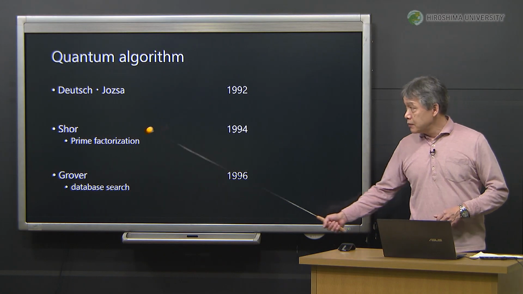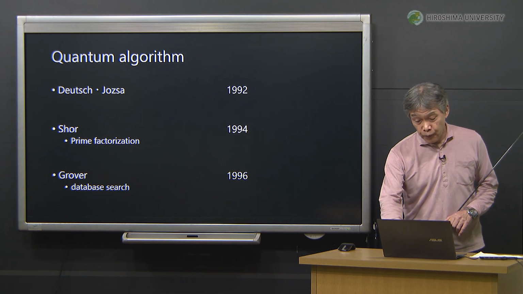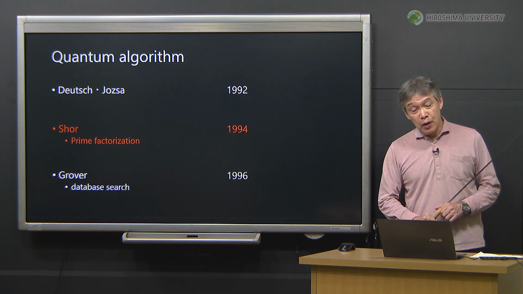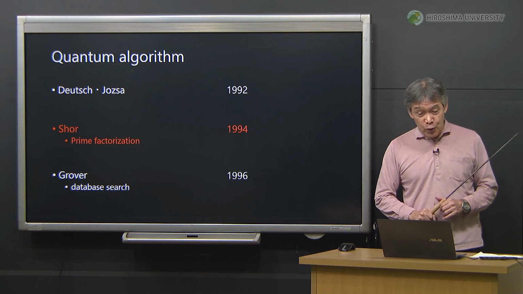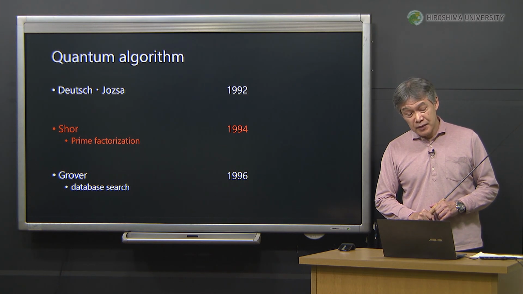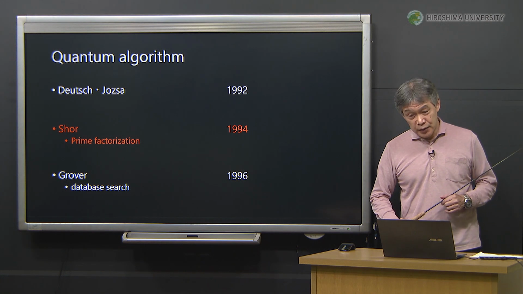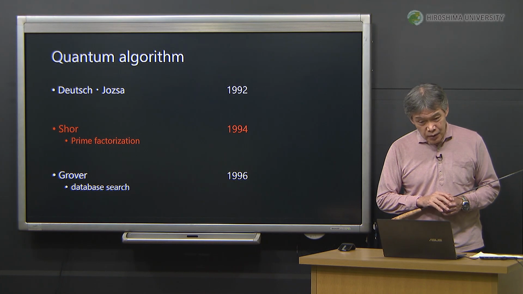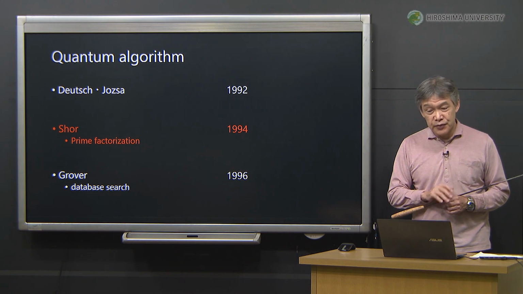Then Shor's algorithm with quantum computers showed up. This is prime number factorization. If this algorithm is realized using a quantum computer, that has a very large impact on the entire society in the world. That's the reason why many companies and nations are putting a large effort into the development of quantum computers recently.